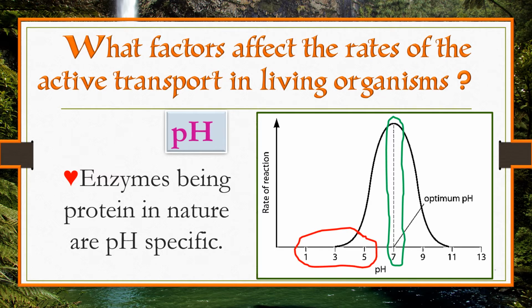But if we change the pH to become acidic, that is below 7, then we are going to denature the enzymes. They will not work well. The rate of reaction will reduce, and thus we shall be affecting active transport because we shall be producing less amount of energy. And if we also make the pH more alkaline, that is beyond 7, that also is going to reduce the enzyme activity, and the rate of reaction will be low, and we shall produce less amount of energy. Therefore, we shall be affecting the rate of active transport in living organisms.